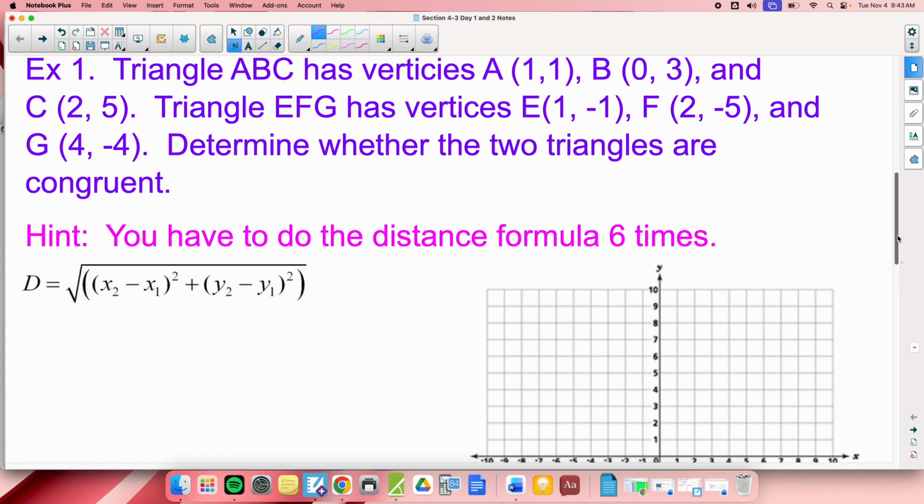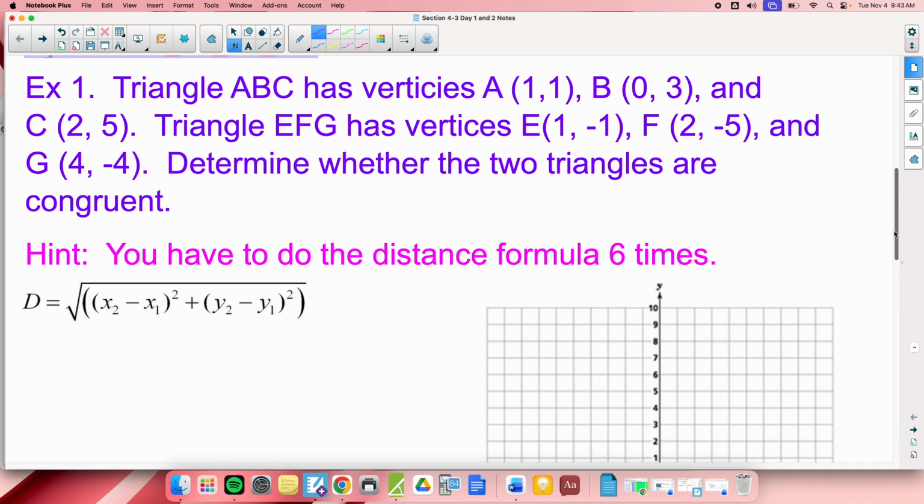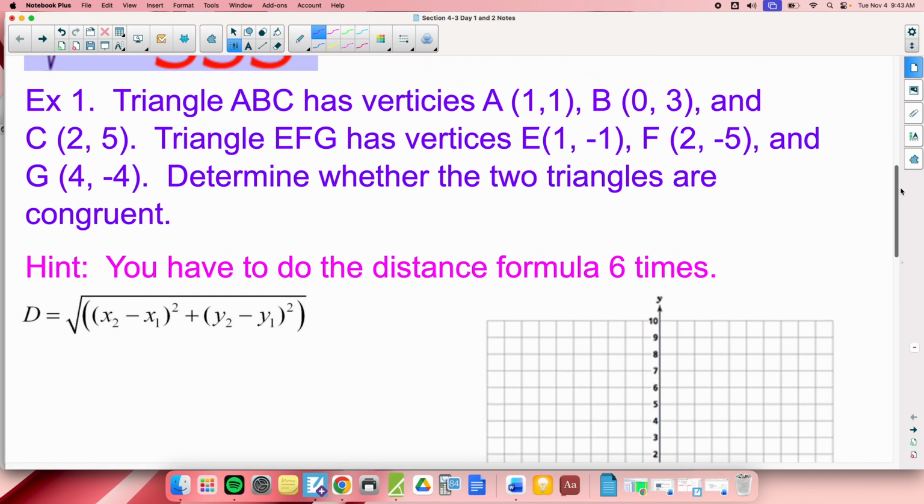So, this first question, you're not going to love, but there's not much. I think there's one in your homework today. What we have to do here is they're giving us three coordinate points for triangle ABC, and then the three vertices for triangle EFG, and we have to find the distance between them. Now you could graph them, but honestly, the way it is on your worksheet today, they're not graphed. So here's what I'm going to tell you.